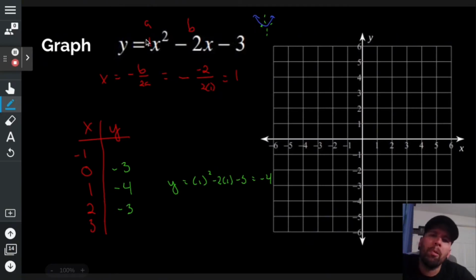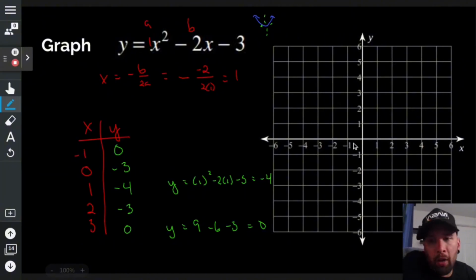So if I plug in 3, and let me show a little bit of work, not too much. If I plug in 3, that'll be 9. Then -2 times 3 is -6. And with the -3, that's 9 minus 6, which is 3. 3 minus 3 is 0. So y is 0.